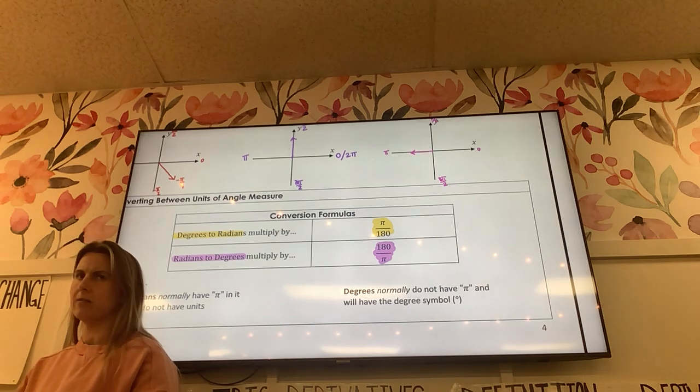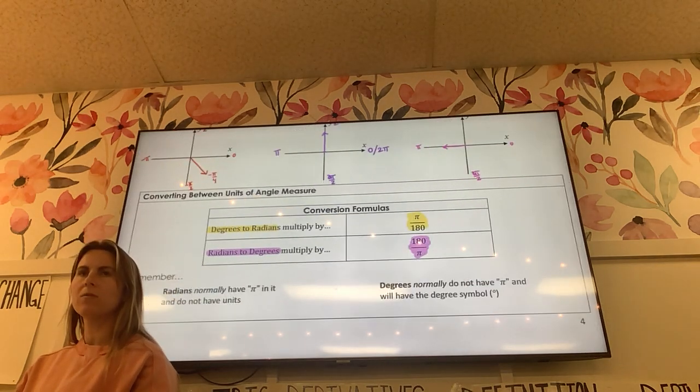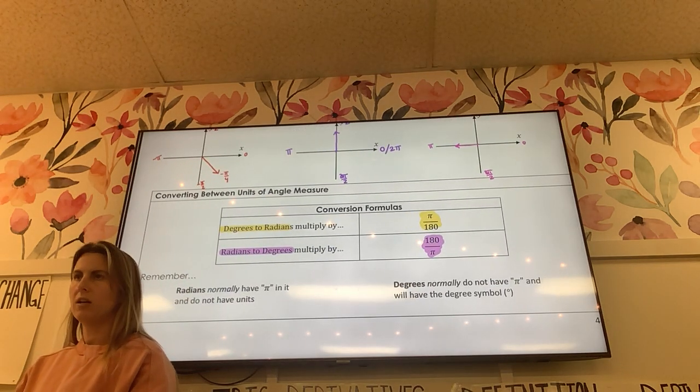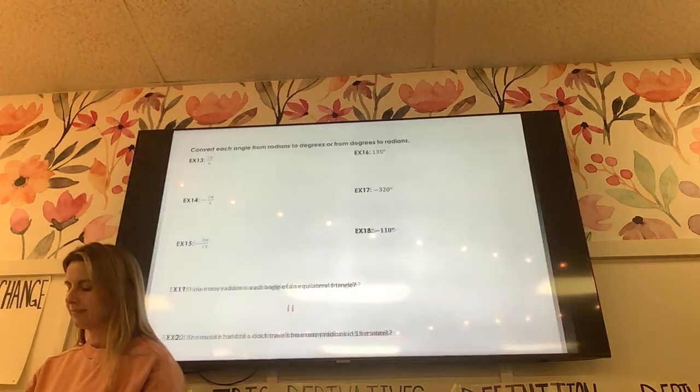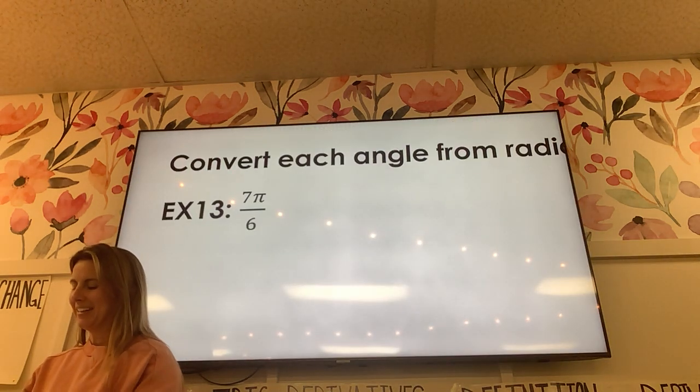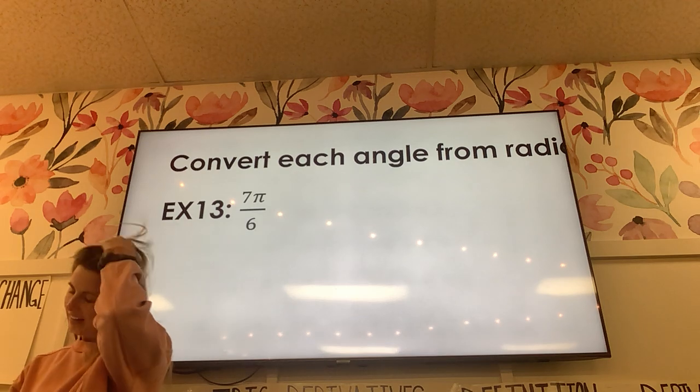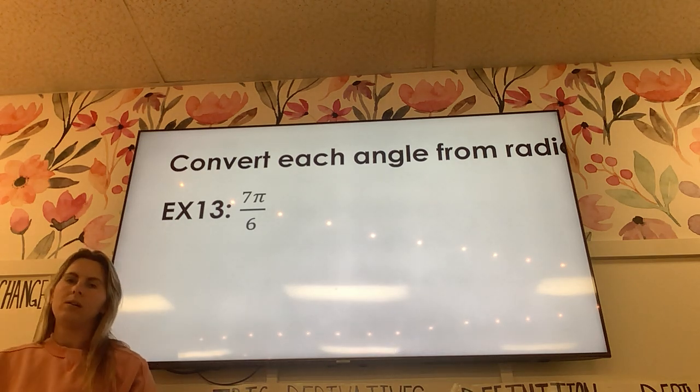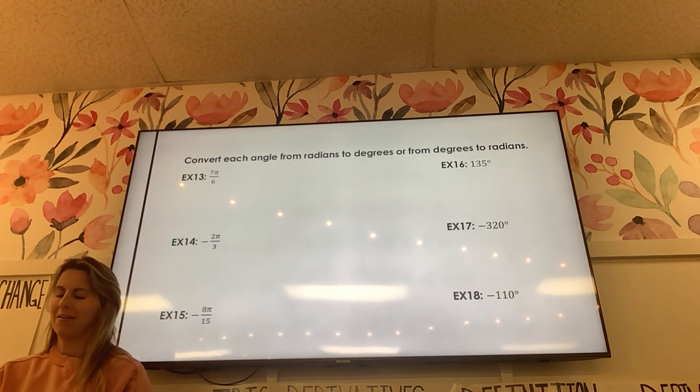Y'all did that in physics though, right? No. We go from degrees to radians, haven't we? We might have, but I don't know. I don't pay attention anyways. Even if we did, we just be doing stuff.